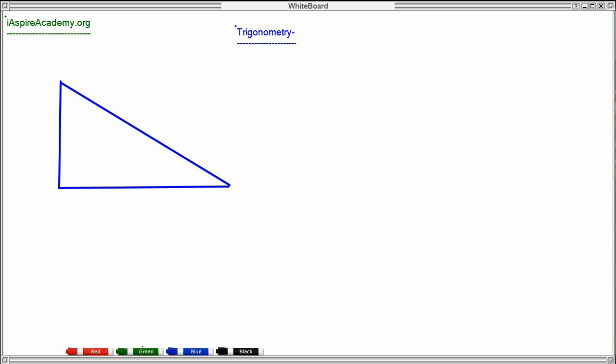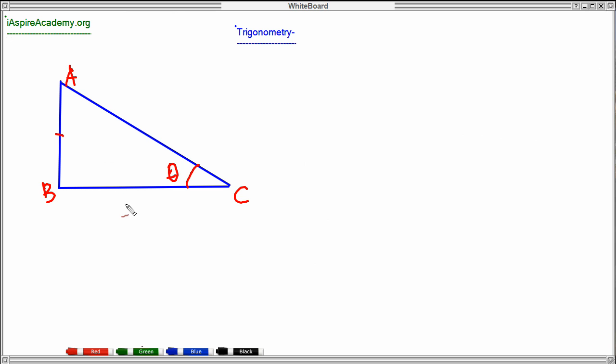And let me put the ABCs. So, let's say this is A, this is B, and this is C. And let's say this angle is called theta. Now, the basis of trigonometry is really the relation among different sides of a right angle triangle. So let's put the sides.